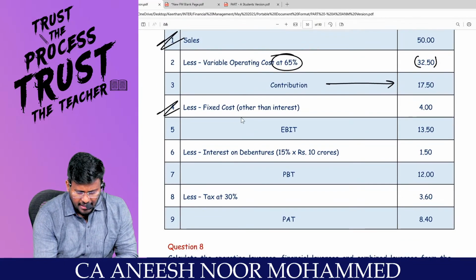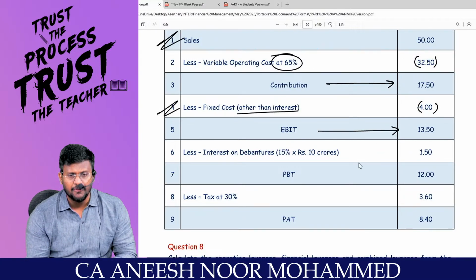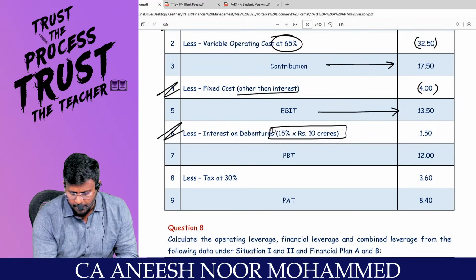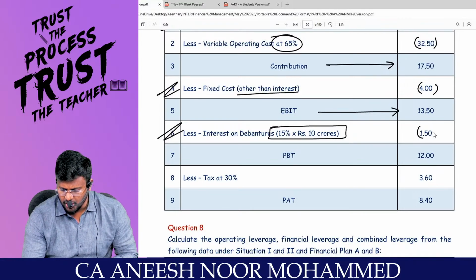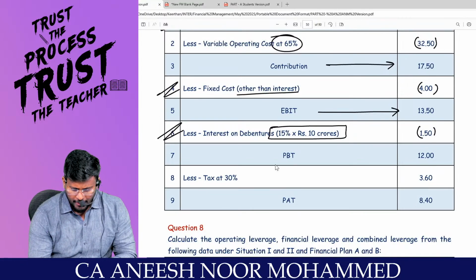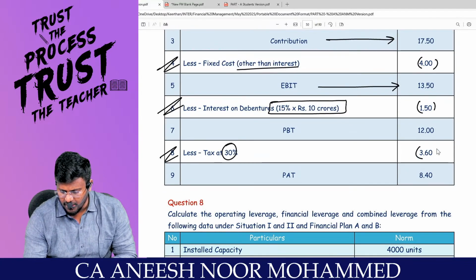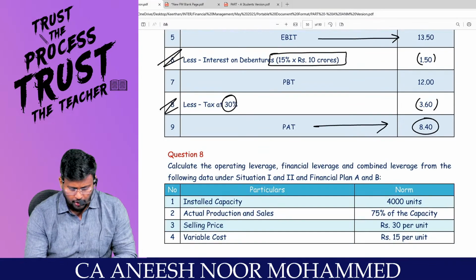From that, pay the fixed cost other than interest. You will be getting earnings before interest and tax. Less interest on debenture. Already debenture information has been given in the balance sheet, which is 10 crore into 15%, comes to 1.5 crore. So you'll be getting profit before tax of 12 crore. Less tax at the rate of 30%, 3.6 crores. You'll be getting the PAT of 8.4 crores.